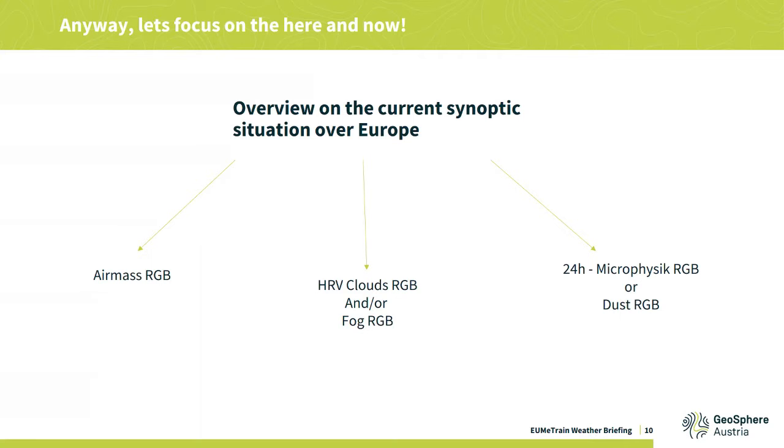And I think we're going to use the classic RGBs we're using most of the time. We have the Airmass RGB, the HRV Clouds RGB, as I used before, and also the fog RGB. And then we have the 24-hour microphysics or the dust RGB. I think these are really some classics that most meteorologists should use or could use during their shifts, because these are more for an overview in general, not like the sandwich or the severe storms RGB, which we really use for nowcasting, but more for the general synoptic situation.